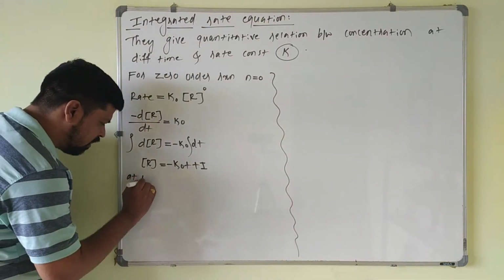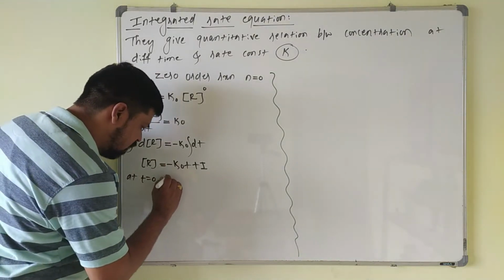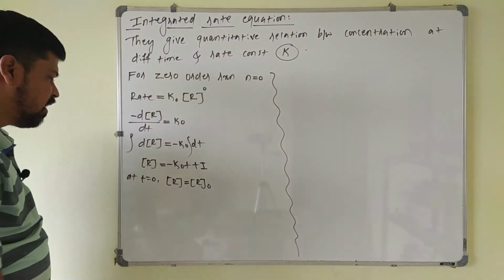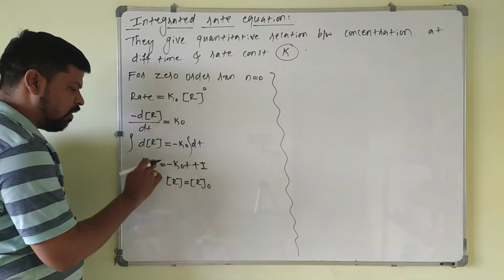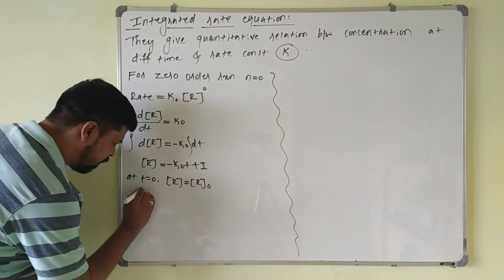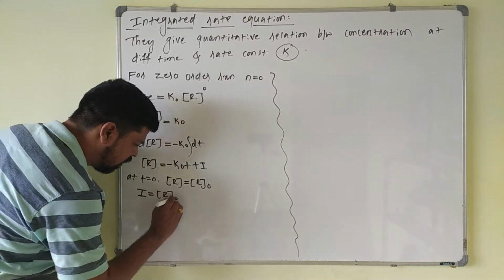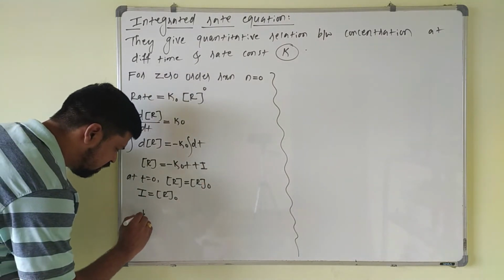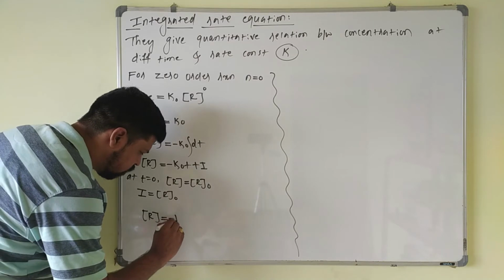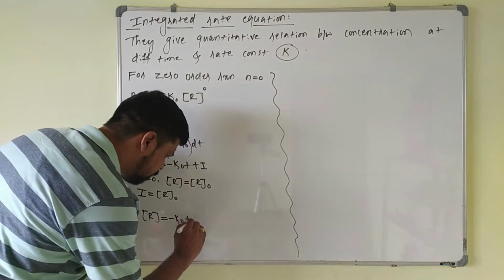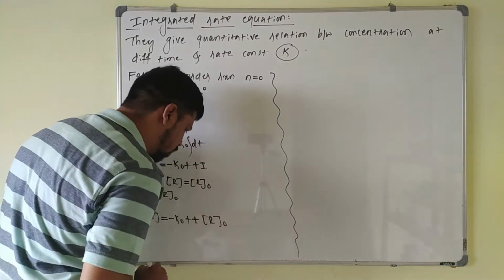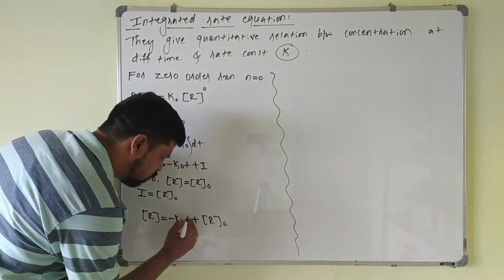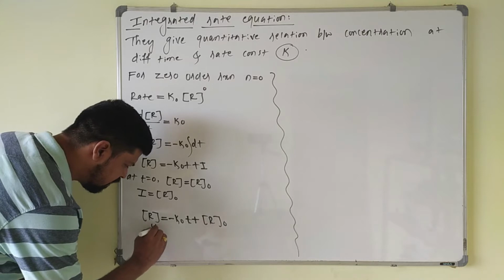Now at time t is equal to 0, what happens? The concentration of the reactant R will be equal to R naught, the initial concentration. If you substitute these two values, you will get I value as R naught. So if you substitute I as R naught, the equation becomes R is equal to minus K naught t plus R naught. R naught is the initial concentration, K naught is the rate constant, t is time, and this will be a plus sign here.